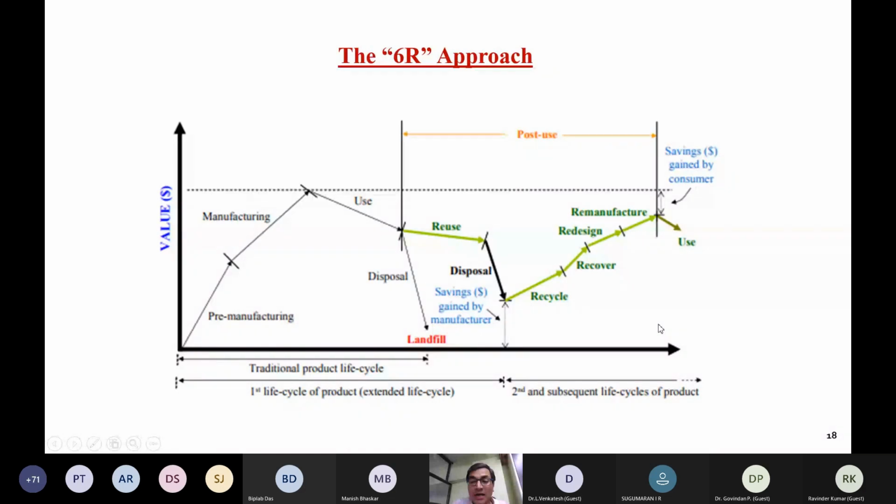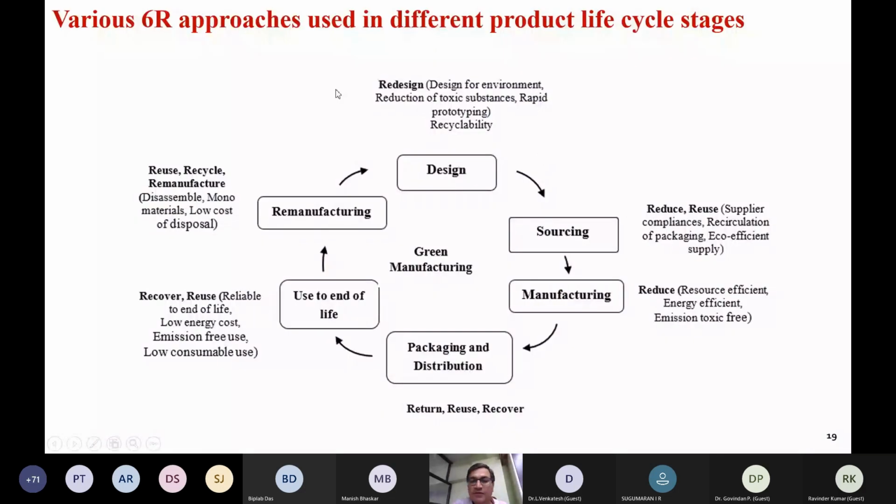In this way, products are being manufactured. Design is one stage, sourcing is one stage, manufacturing, packaging, use to the end of life, and remanufacturing. In all the stages, people can think how we can apply the 6R. Just take an example of this stage, design.